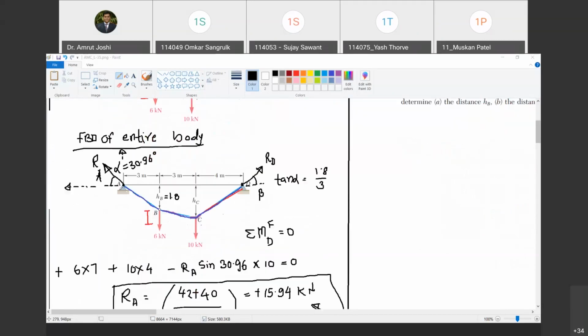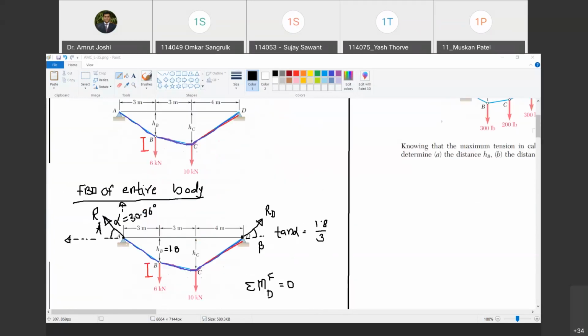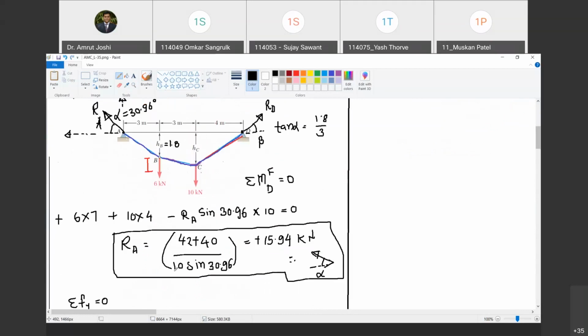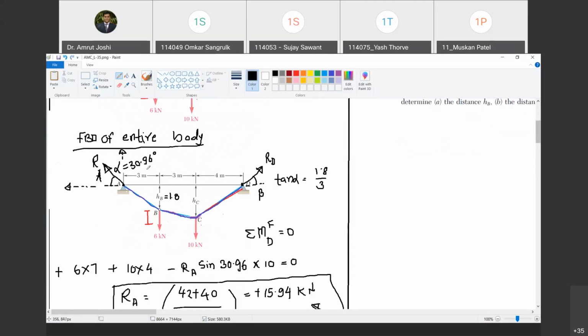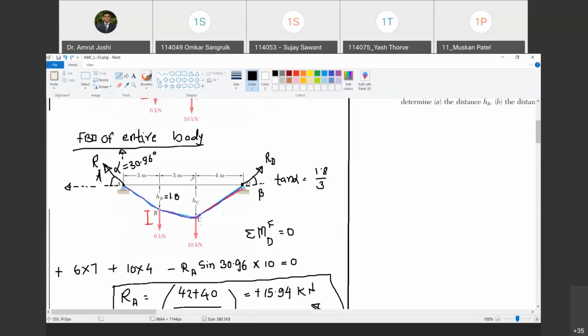So summation Fy equal to 0 is going to yield me what? RA sine 30.96 and positive. Why? Because it is upward. So I write it as 15.94 sine 30.96. Do you agree with me? Yes, sir. This is the vertical component of RA. Then minus 6, minus 10. Why? Because these forces are downward. Happy? Yes, sir.